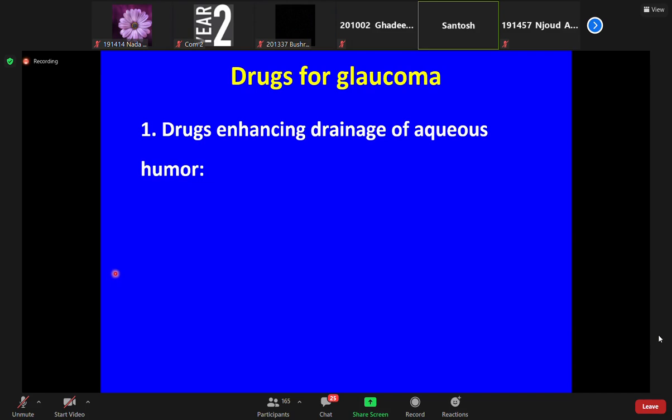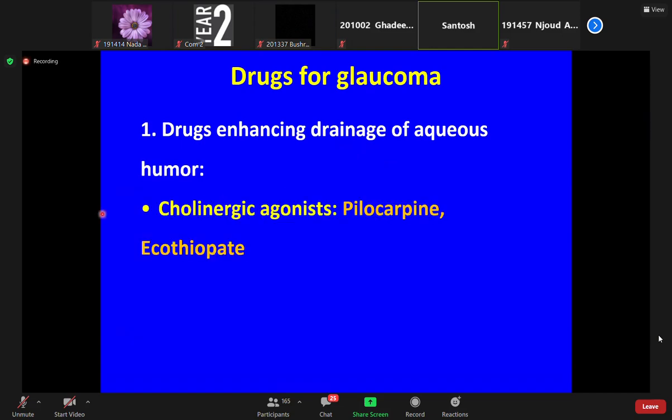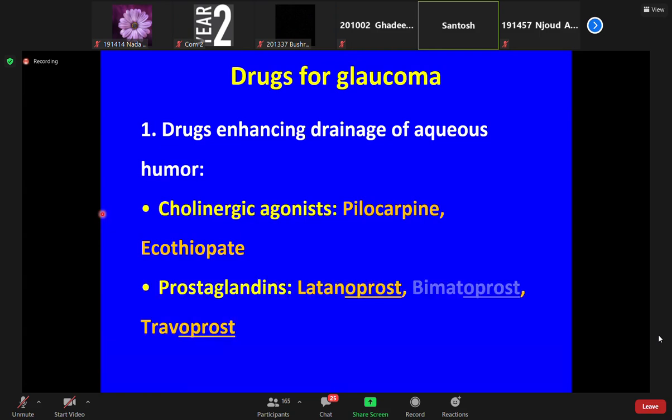So drugs which enhance the drainage or outflow of aqueous humor, we have three categories. We have cholinergic agonists, pilocarpine and ecothiopate, which you have done in your POD block, so you are familiar with them. We have prostaglandins, which I am not sure, have you done these in your POD block? Yes, you keep saying no in the chat, but you don't speak up. Okay.